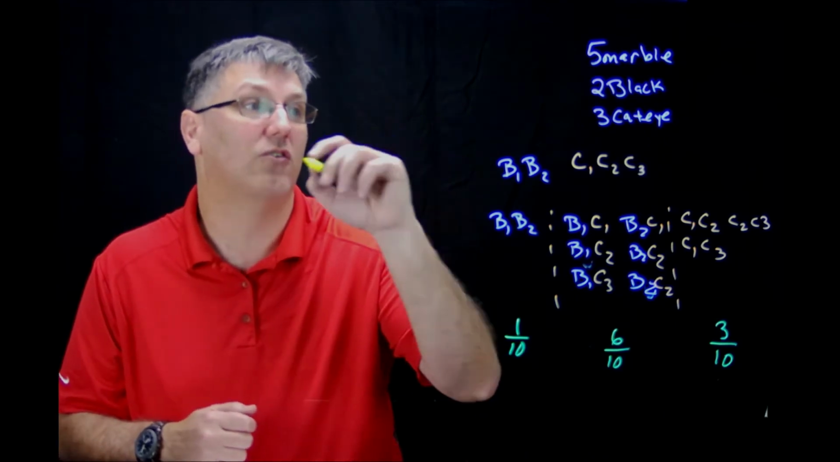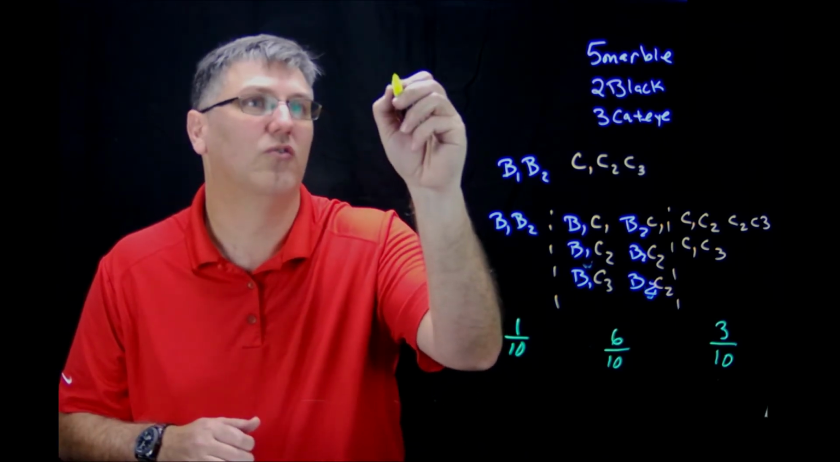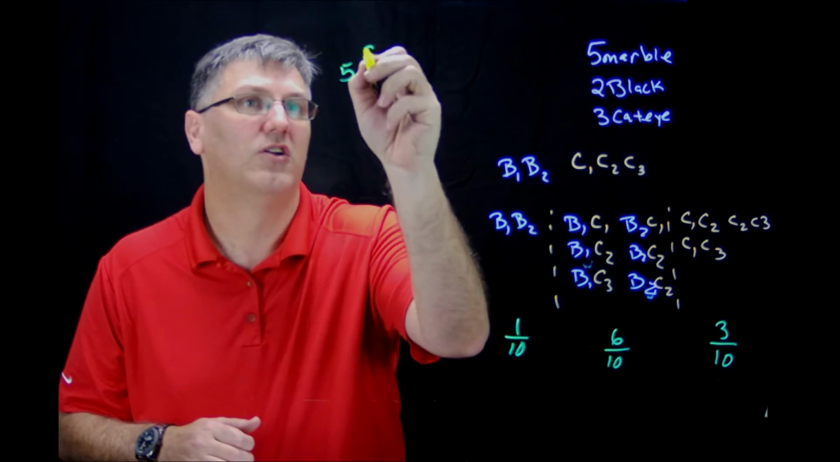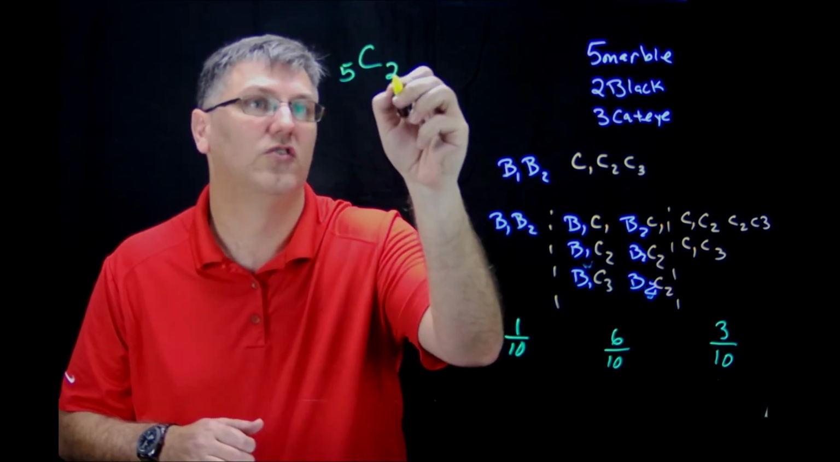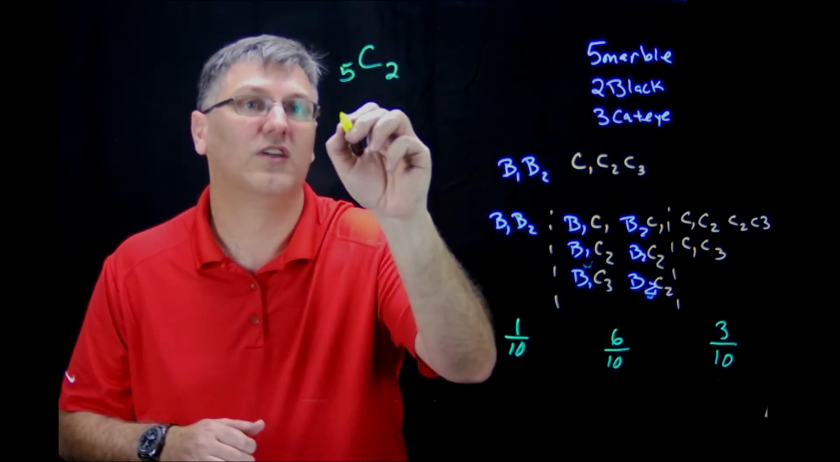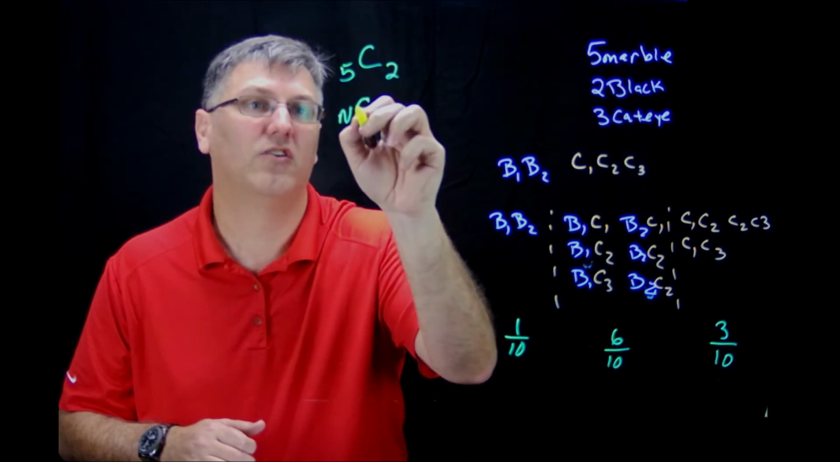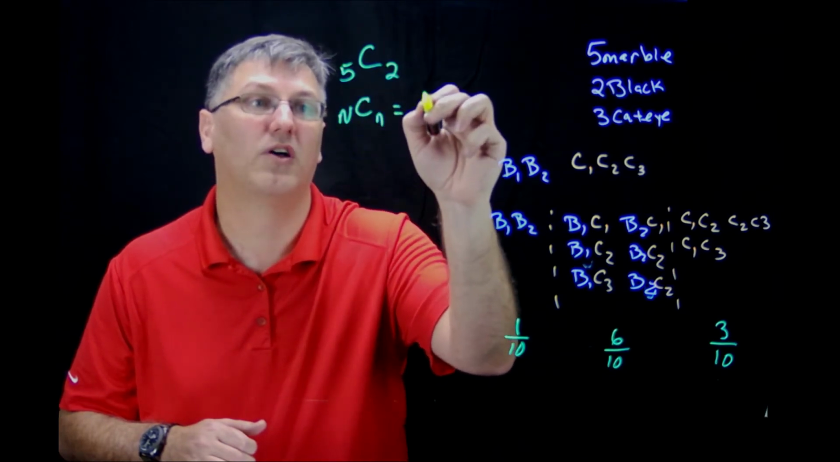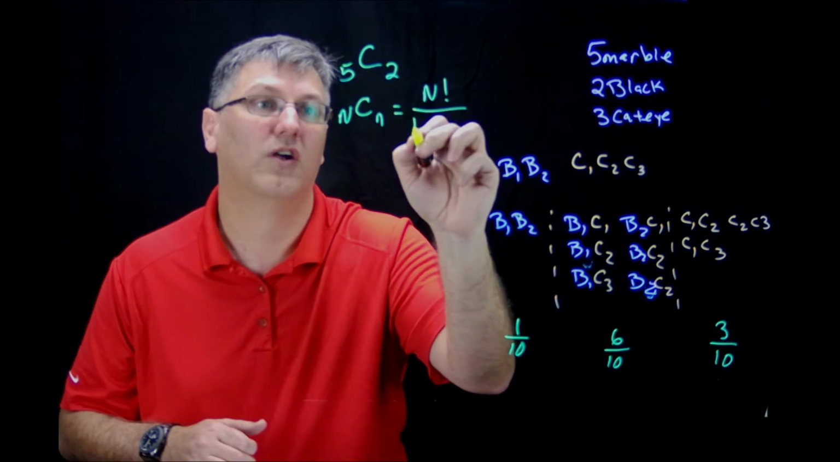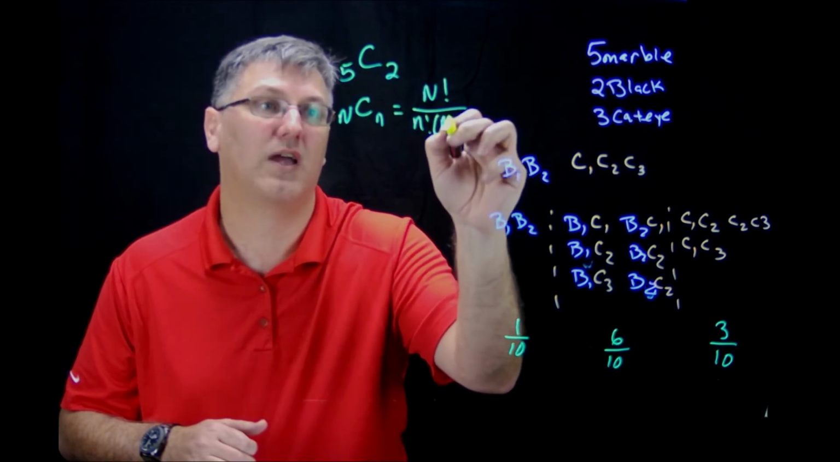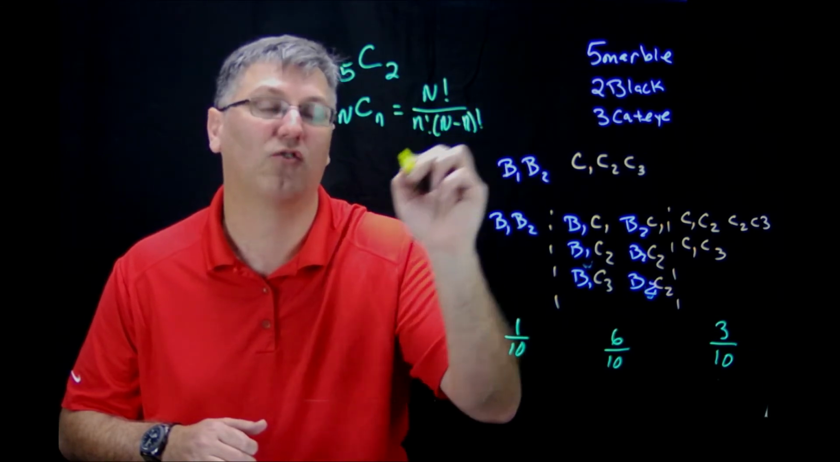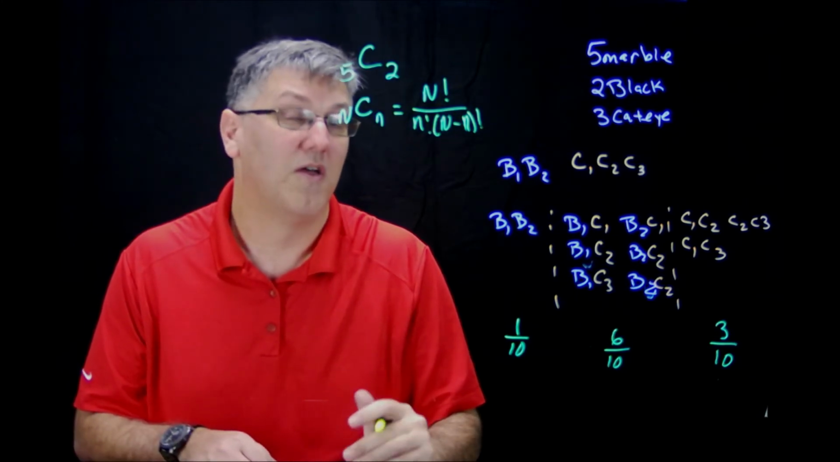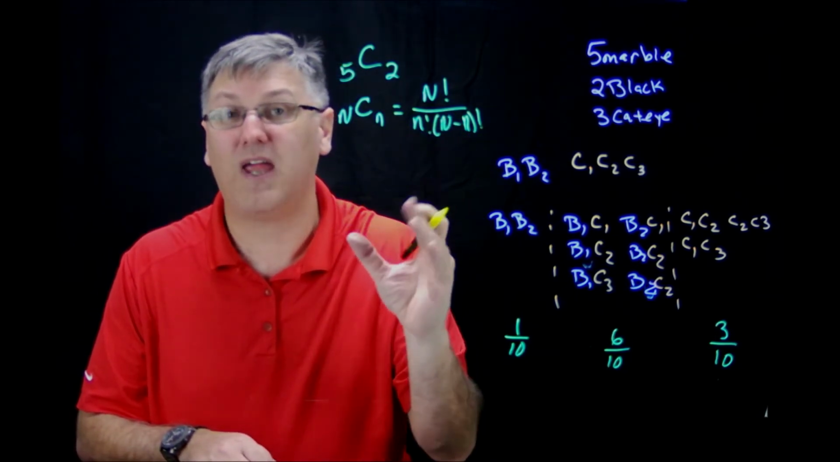So we're going to do 5 choose 2. So what this is: capital N choose lowercase n, and my formula is capital N factorial over lowercase n factorial times capital N minus lowercase n factorial. Told you it's going to look bad. But this is actually really easy to calculate by hand.